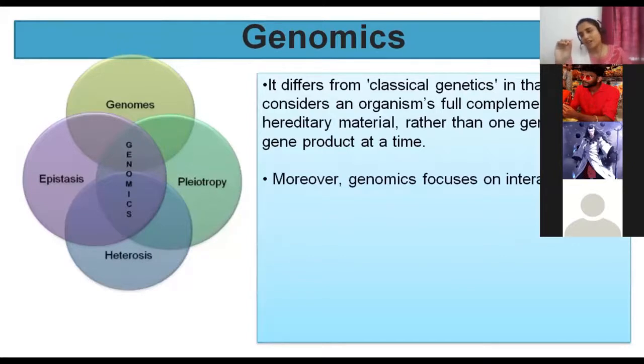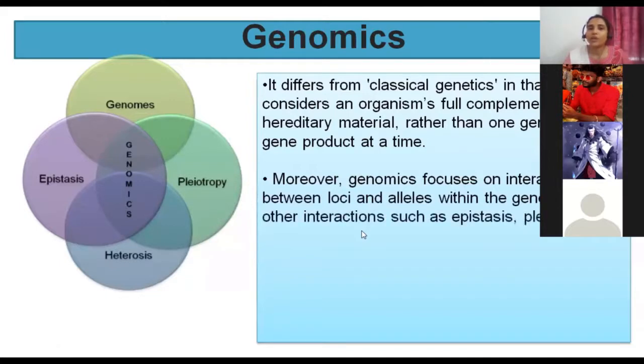Well, the difference is that in classical genetics, that is the genetics subject that we study, it considers only one gene or a gene's product at one time. Whenever we are studying it, we will focus on one gene or a single product from that gene. But genomics considers the full complement of hereditary material, the whole stuff. So that is the difference between genetics and genomics. Moreover, genomics focuses on interactions between loci and alleles within the genome and other interactions such as epistasis, pleiotropy, and heterosis. So I'll read out what is epistasis, pleiotropy, and heterosis.